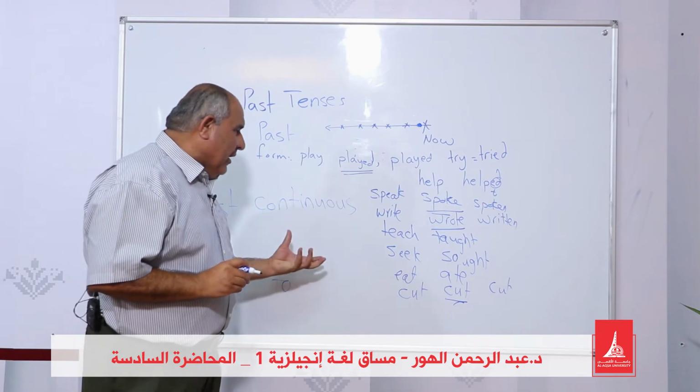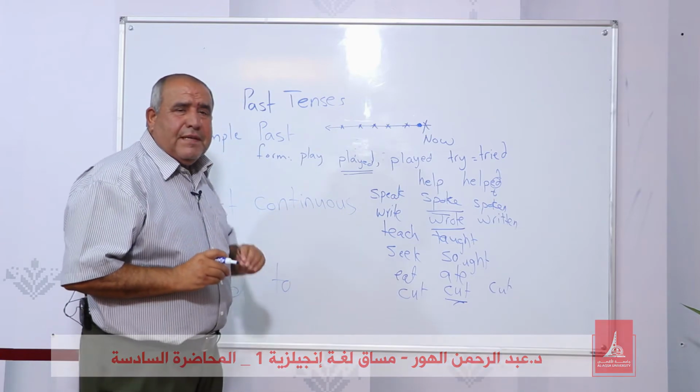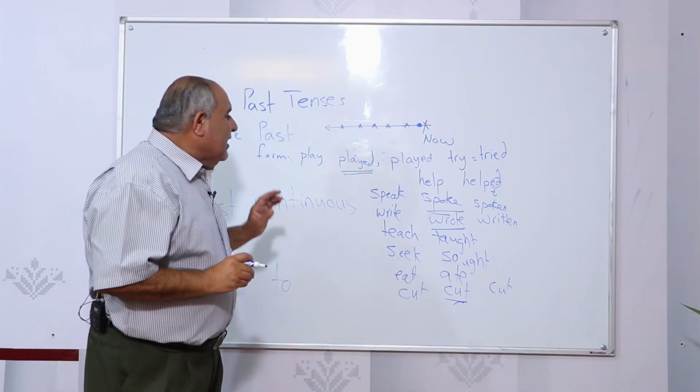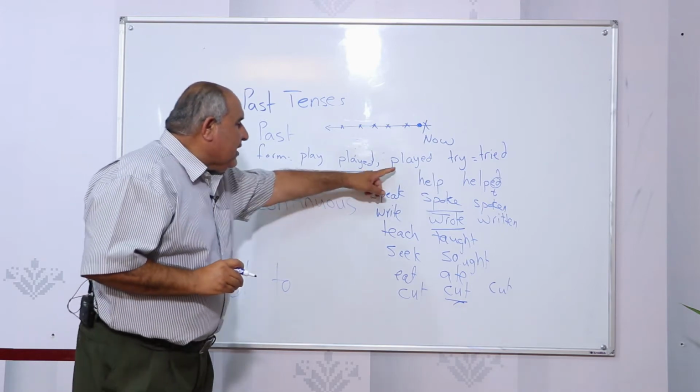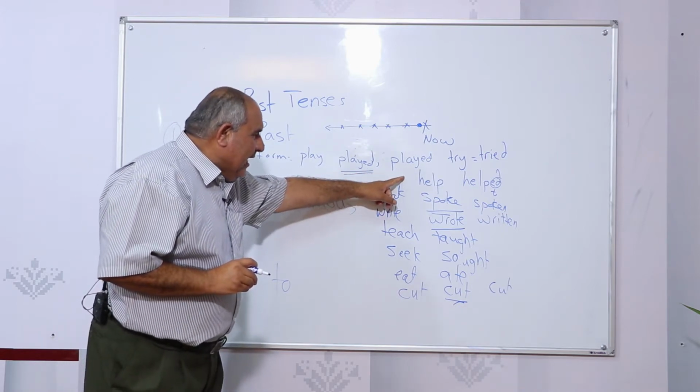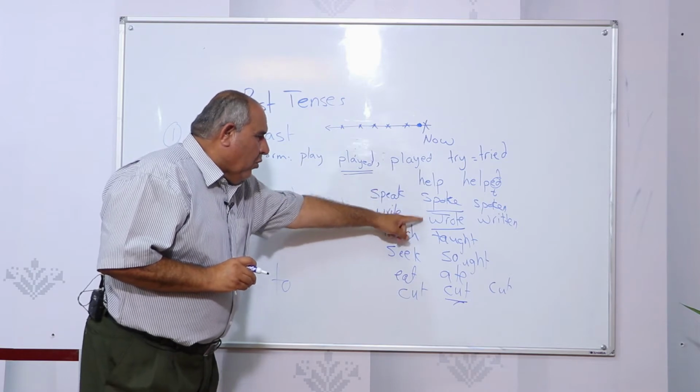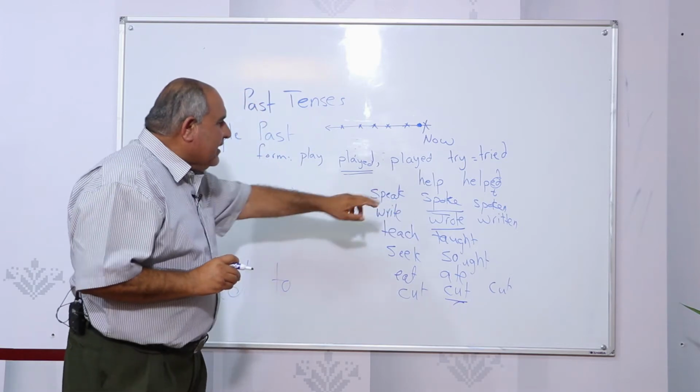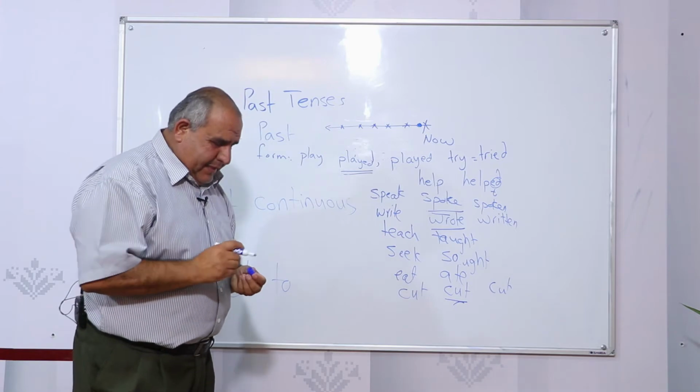Whether the verb is regular or irregular, if we want to express the past simple tense, we just use the second form, with ed, as played, or as spoke, or wrote, or taught. Okay. Now this is the form we use in the past simple tense.